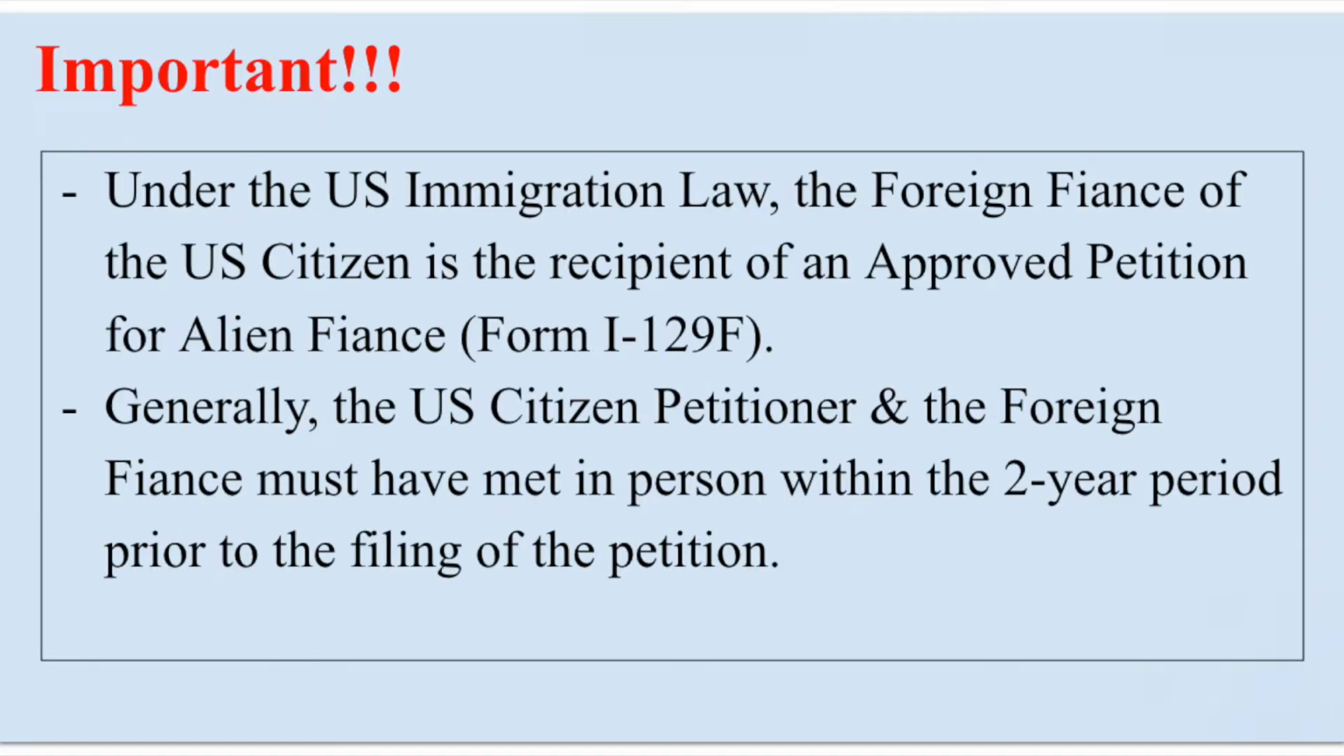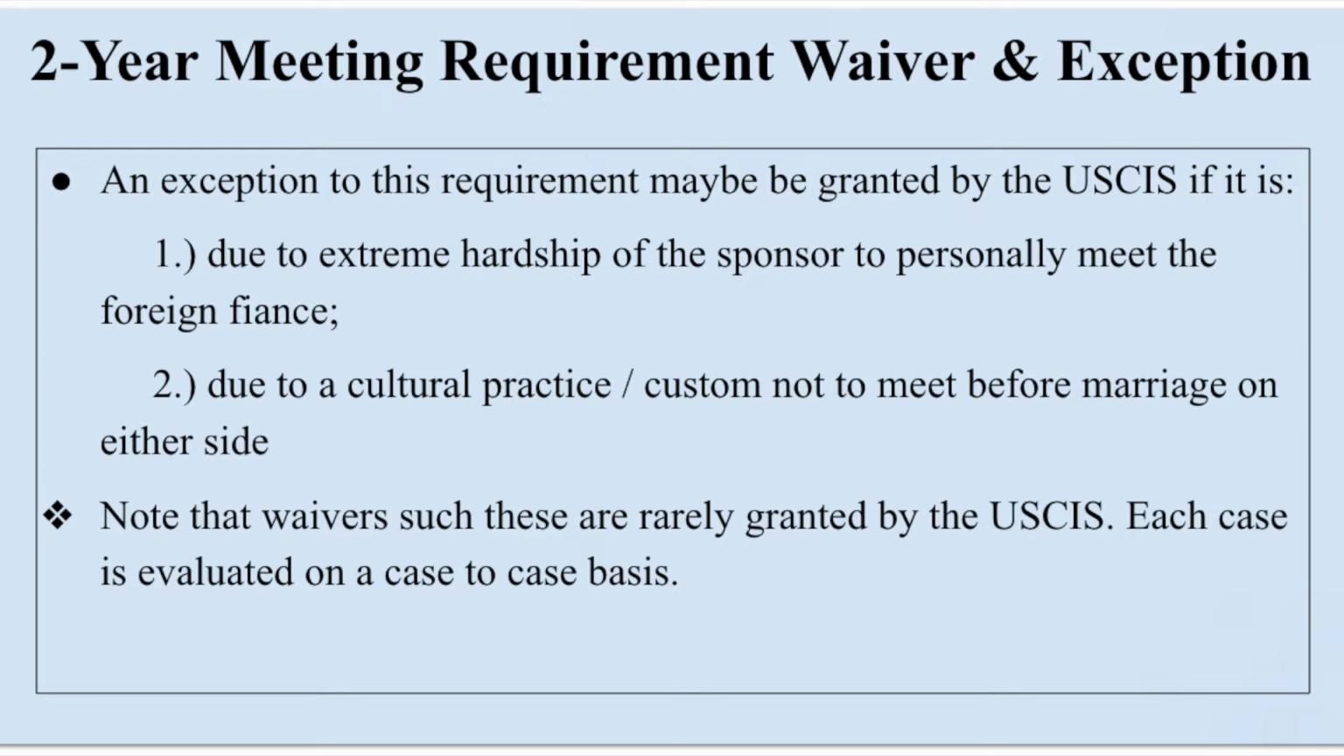Under U.S. immigration law, the foreign fiancé of the U.S. citizen is the recipient of an approved petition for alien fiancé, also known as Form I-129F. Generally, the U.S. citizen petitioner and the foreign fiancé must have met in person within the 2-year period prior to the filing of the petition.